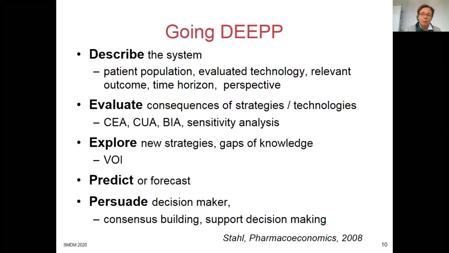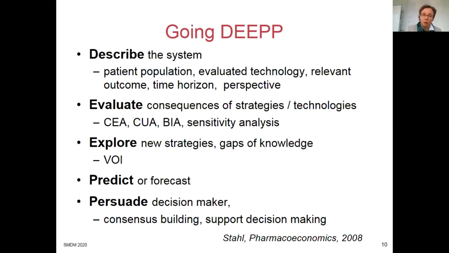As once stated by James in his publication on different modeling approaches, you could see modeling as going deep. So D stands for describe the system with respect to your patient population, the evaluated technology and the alternatives that you would like to compare, the relevant outcomes, time horizon, and perspective. You evaluate consequences of strategies and technologies, for example cost-effectiveness analysis, cost-utility analysis, budget impact analysis, benefit-harm analysis, and in order to capture uncertainty, we do sensitivity analysis.